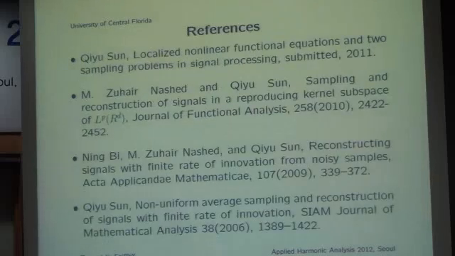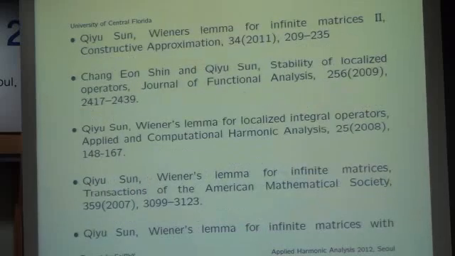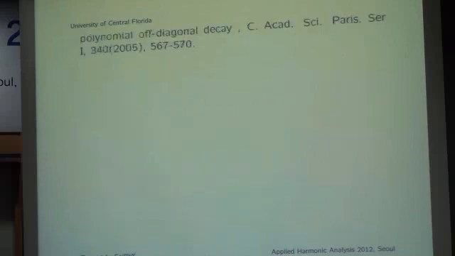Here are some works, and most of my talk can be found in the first papers. It's nonlinear Wiener's lemma and its sampling process, and also you can see a few of my papers on FRI signals and reproducing kernel spaces. And here are some papers on Wiener's lemma, for infinite matrices, for integral operators, and their applications.